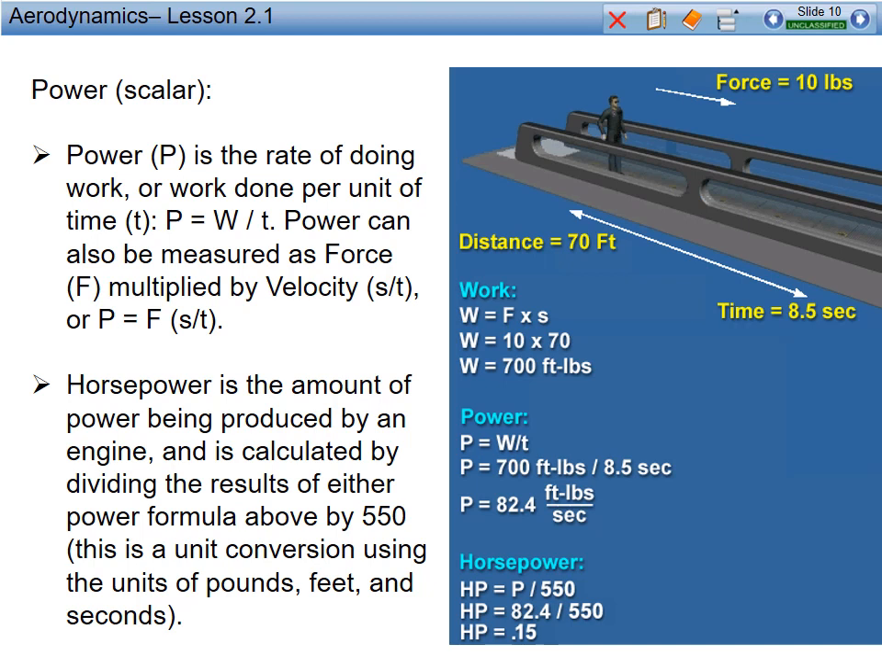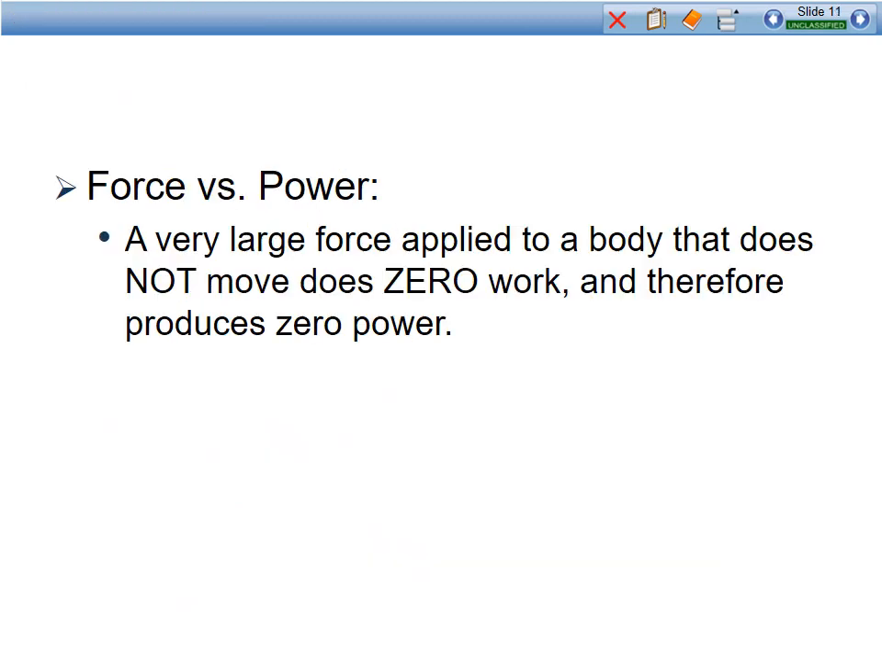Horsepower is the amount of power being produced by an engine. It is calculated by dividing the results of either power formula above by 550, which is just a conversion factor. A very large force applied to a body that does not move, once again, does zero work, and if it does zero work, it therefore produces zero power.